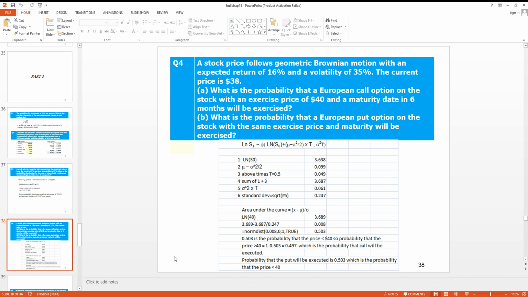Now you know that the z value is nothing but x minus mu over sigma, which is log of 40, which is 3.689. So 3.689 minus 3.687 by 0.247, which is 0.008. Plug it into the norm function and you get a 0.503 value. So probability of the price being less than $40 is 0.503. So probability that it is greater than 40 would be 1 minus 0.503, which is 0.497. So probability that the put will be executed is 0.503, which is the probability that the price is less than $40.